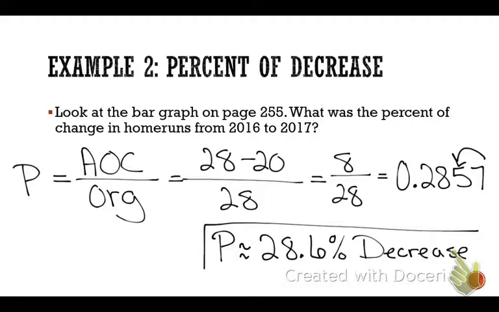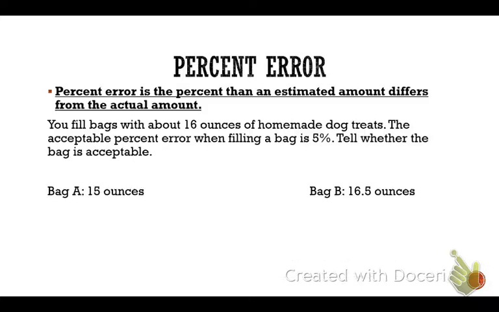That's the percent of change. That it was a decrease. Yeah, because it went down from the original year to the new year. All right. Okay, so that's example 2.